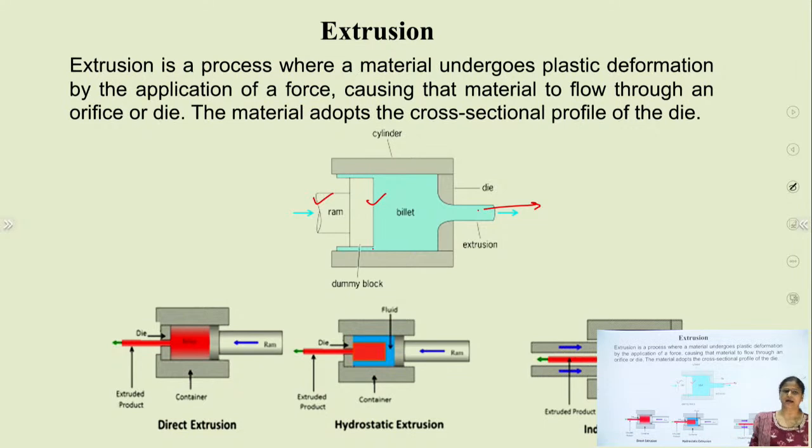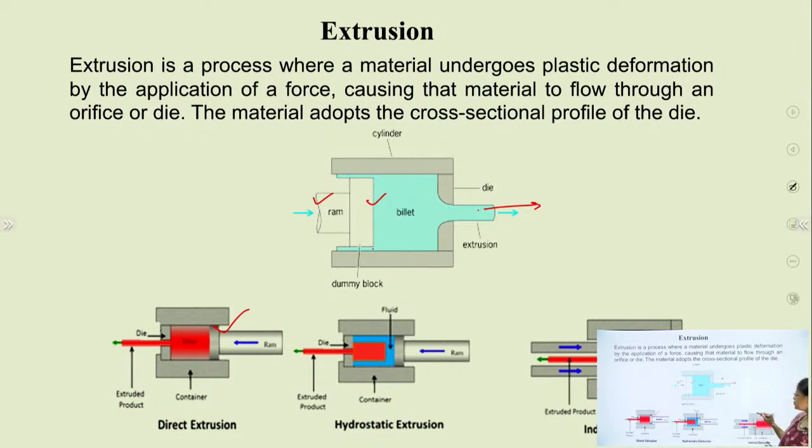Various types of extrusion processes are there. Some of them are shown here, like the direct extrusion process and the indirect extrusion process. In direct extrusion, the ram travel direction and the extruded product direction are the same, but the frictional forces are larger because the whole billet surface undergoes friction from the die surface and from the cylinder surface.